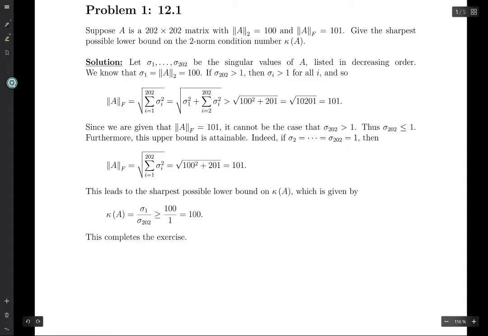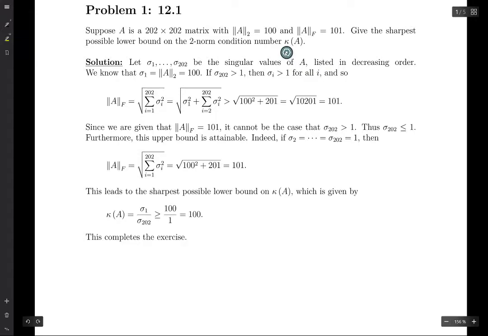Alright, so we have a 202 by 202 matrix A. It's kind of arbitrary, but whatever. And the 2 norm is 100, and the F norm is 101. We want the sharpest possible lower bound on the 2 norm condition number kappa of A.